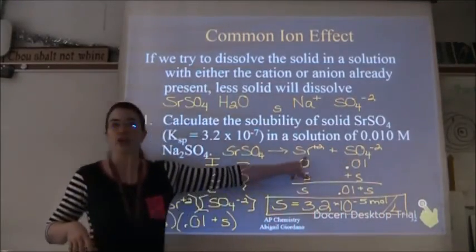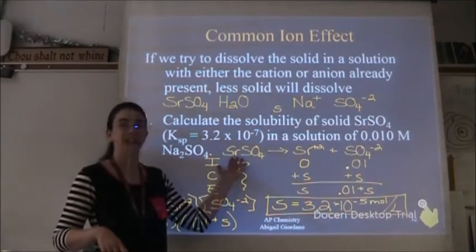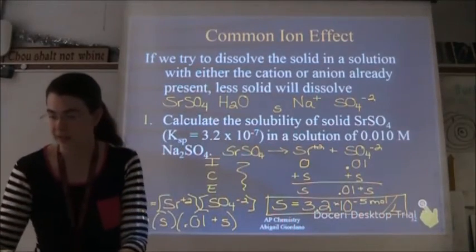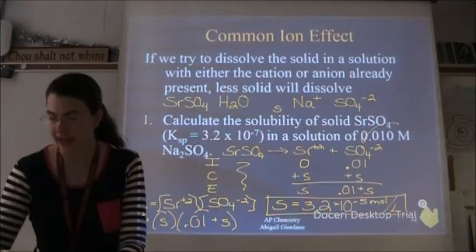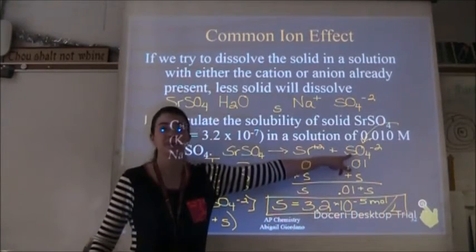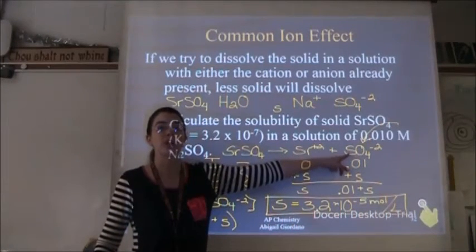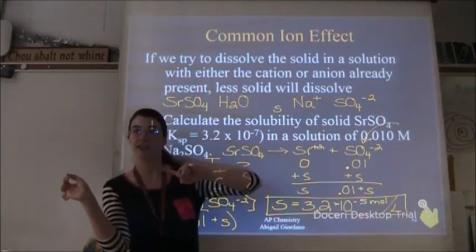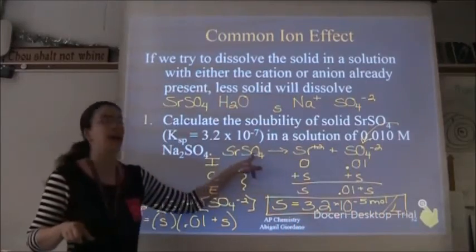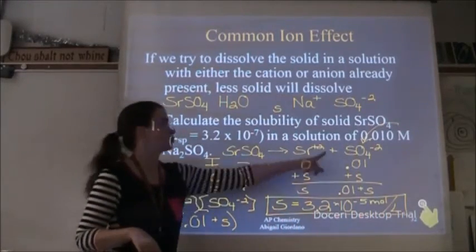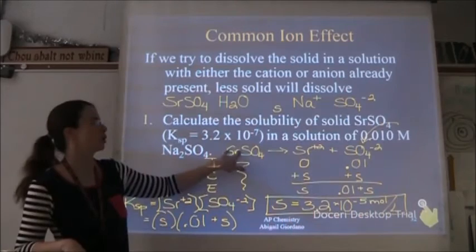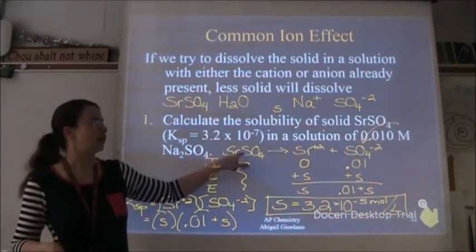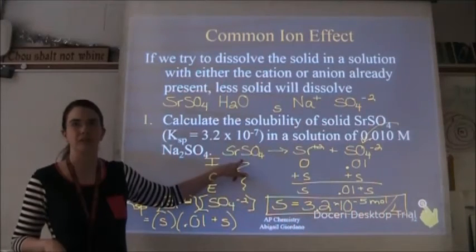Look at this equation. If I am going to put this solid where there is already some of this sulfate, imagine it's like adding more of that product. Which way will this shift? This way, to the left. Think about what that means. If this reaction is shifting more toward the solid side, is this dissolving better or worse?